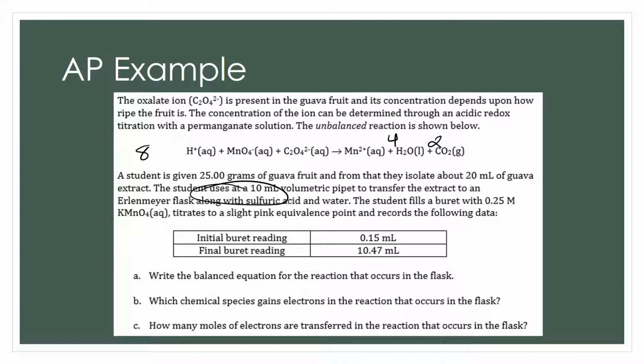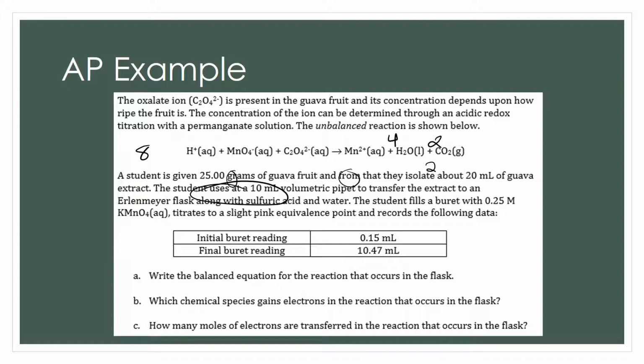First thing we need is a balanced chemical reaction. So taking a look above, our manganese ions are balanced. Our carbons are not. We have 2 carbons on the left and only 1 on the right, so we're going to throw a 2 in here.